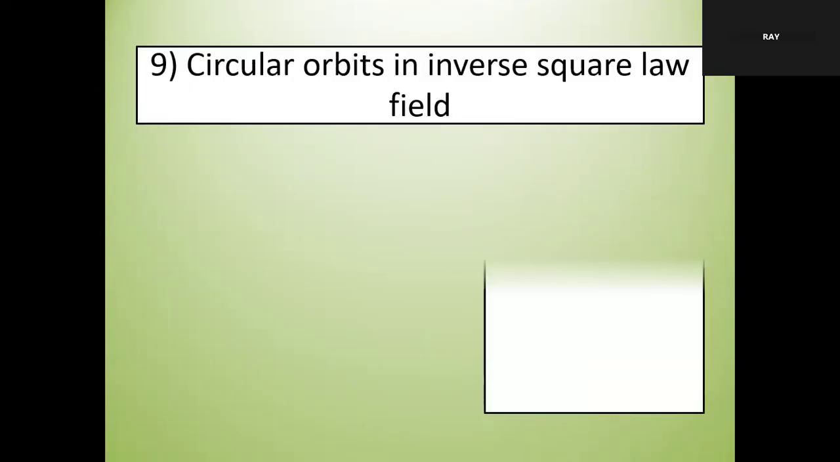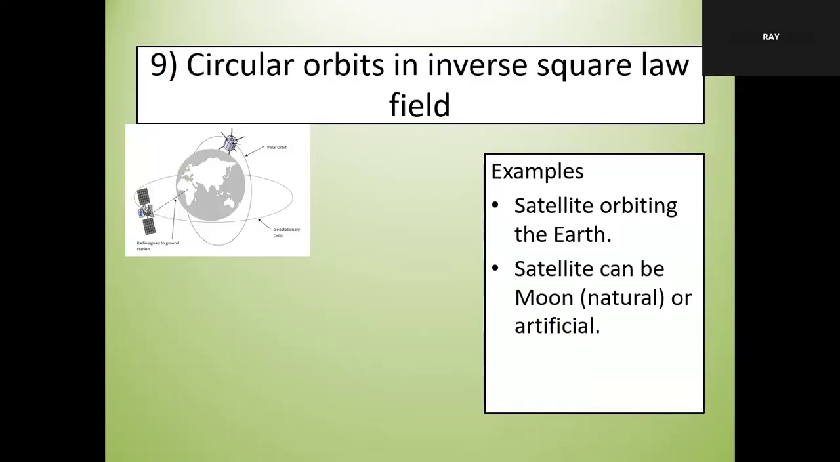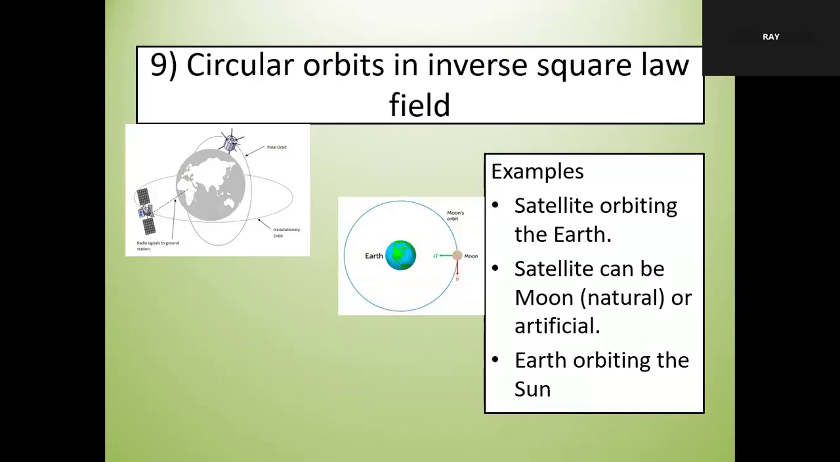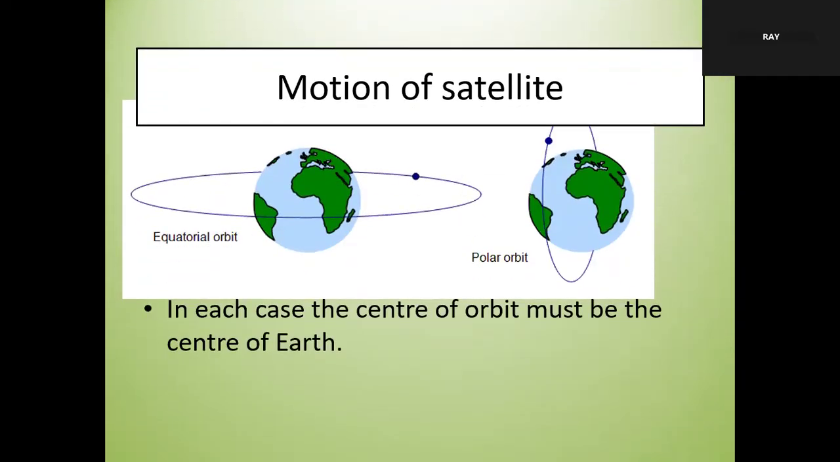Circular orbit in an inverse square law field. Example, a satellite orbiting the Earth. A satellite can be the moon, natural, or artificial. Earth orbiting the sun, then the Earth becomes a satellite of the sun. In this case, the center must be the center of the Earth, whether it's an equatorial orbit or over the pole.